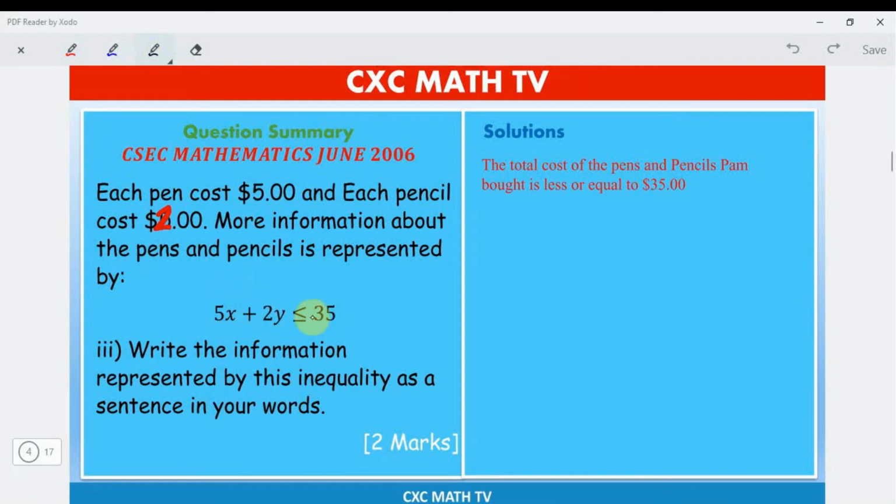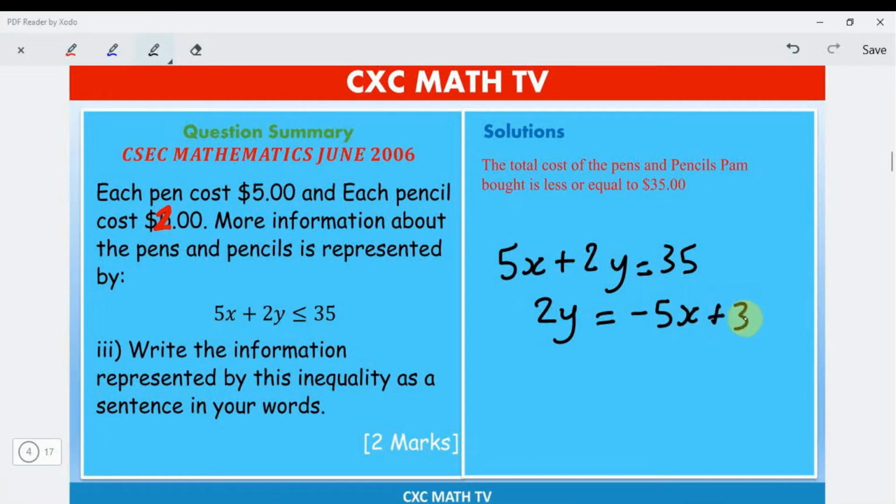Don't worry. First thing, ignore the less than or equal to. Imagine you saw 5x plus 2y equals 35, right? If you were to bring this over, you would have 2y is equal to negative 5x plus 35. Then you divide both sides by 2, you'd get y is equal to negative 5 over 2 x plus 35 over 2. In other words, the gradient of this line is negative 5 over 2, and the y-intercept is 35 over 2, or 17.5.